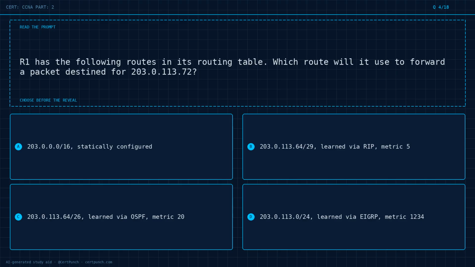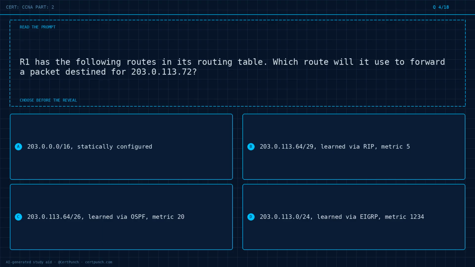Keep it rolling. Question 4 of 18. R1 has the following routes in its routing table. Which route will it use to forward a packet destined for the IP address shown on screen? Option A. The IP range shown on screen, statically configured. Option B. The IP range shown on screen, learned via RIP metric 5. Option C. The IP range shown on screen, learned via OSPF metric 20. Option D. The IP range shown on screen, learned via EIGRP metric 1234.